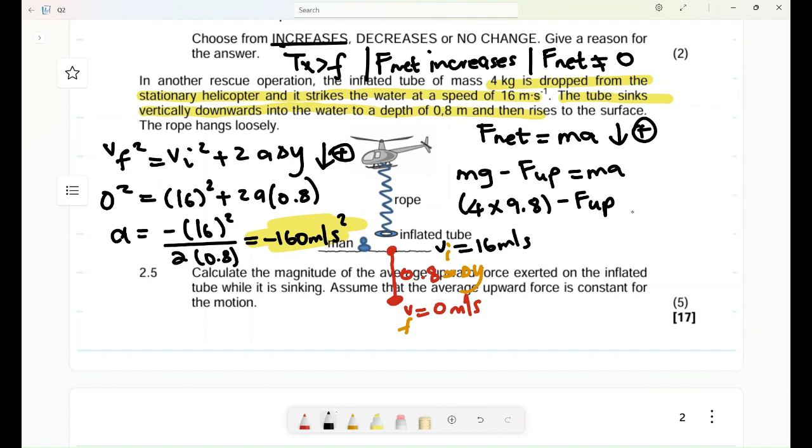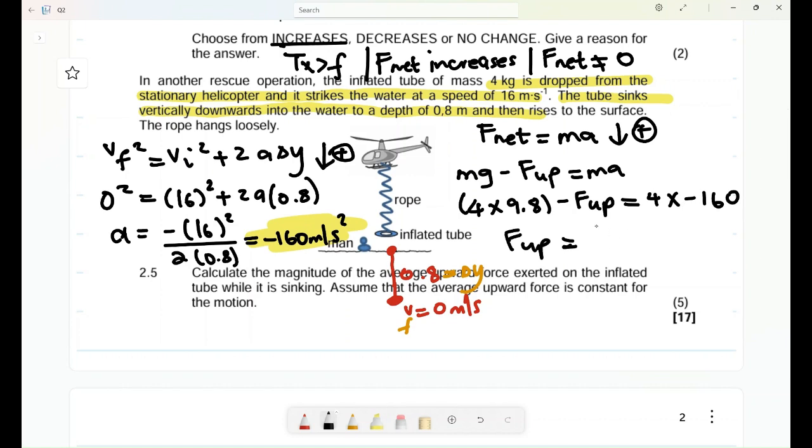Force upwards. Okay, and they wanted the magnitude. But now I want you to take note, the force upwards that I get should be negative also. The force upwards should be negative because now I took downwards as positive and your net is moving up, so it should be negative. Then I'll just take the magnitude. Negative 160 again. This is the acceleration I calculated there. Then when I want my F up, I will take it to the other side and take that to the other side. So it's going to be 4 multiplied by 9.8 plus this one.